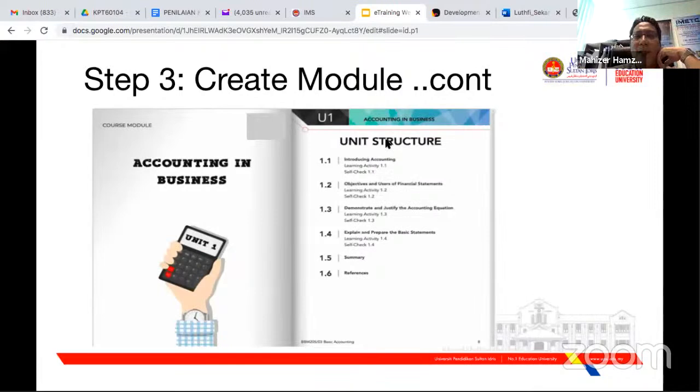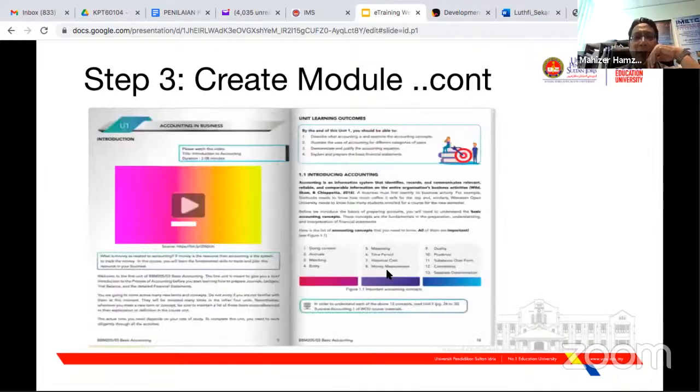For example, unit 1, accounting in business, introduction to accounting. This is one unit, and every unit has sub-units: introduction to accounting, objective of the development, for example. This is part of unit 1. They have a video of the introduction, and this is the link to the video. If you are using online learning, e-training, using a learning management system or web-based, maybe there is a link. You just click and the video will play on the spot.